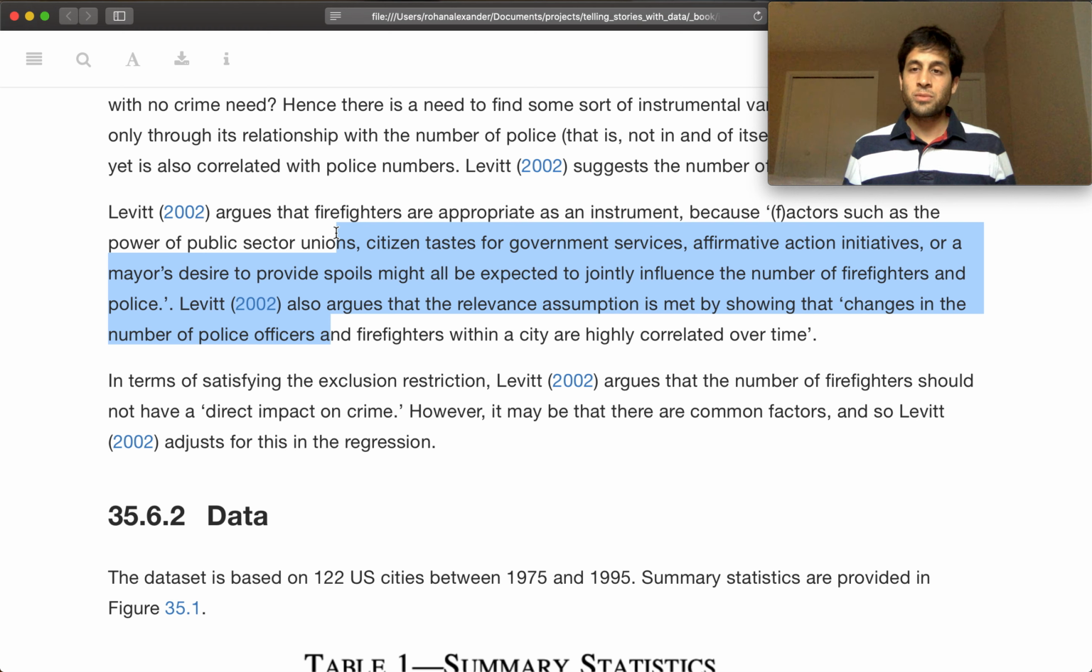And then in terms of the exclusion restriction, he doesn't spend an awful lot of time justifying this, but he does make some arguments as to why they should not have a direct effect on crime, namely that they are fighting fires and not criminals. However, he does acknowledge that there's going to be some common factors, and so he makes his regression slightly more complicated to try and adjust for this.